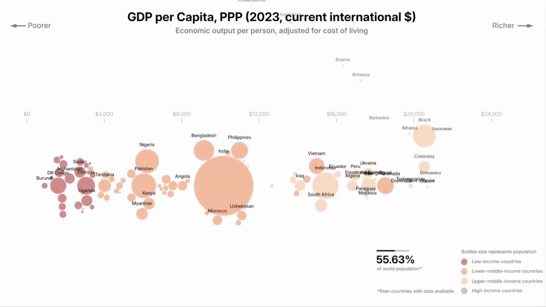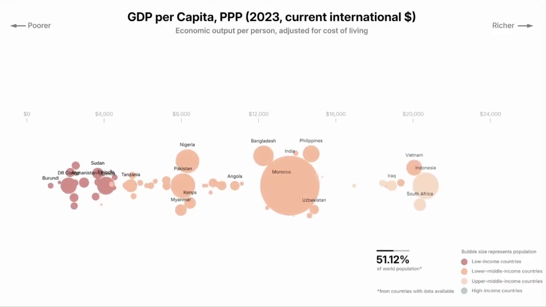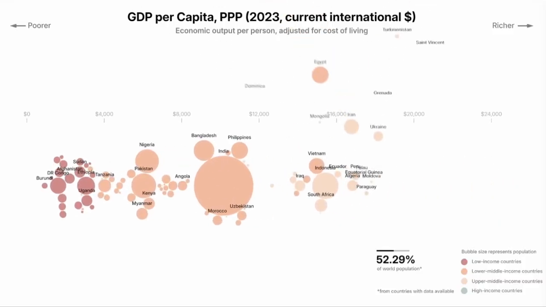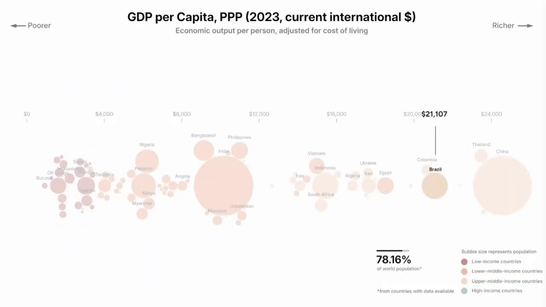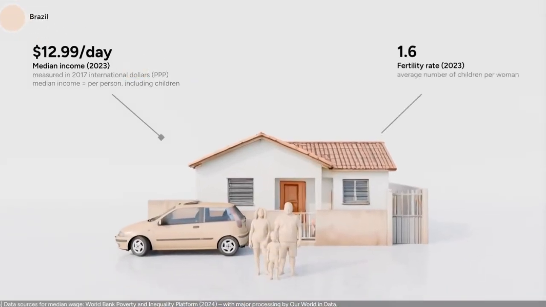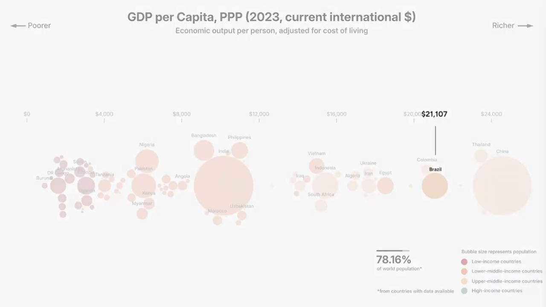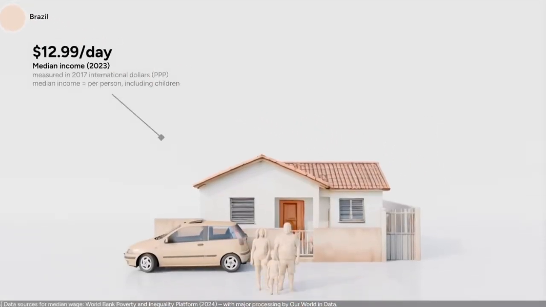We now get mostly upper middle income countries from Latin America, Eastern Europe, Africa, and Asia, including China. Let's pick Brazil. The median wage in Brazil is about $13 per day. And in Brazil, women have on average 1.6 children. For the first time, we get a fertility rate below the replacement level. Wealthier countries tend to have lower fertility rates.